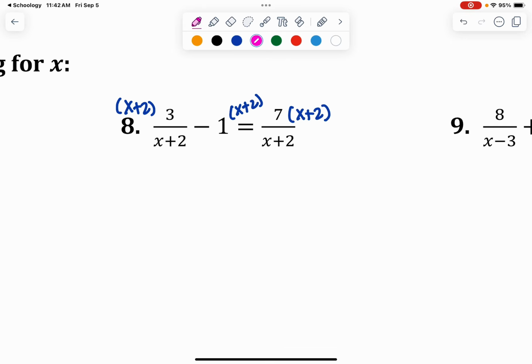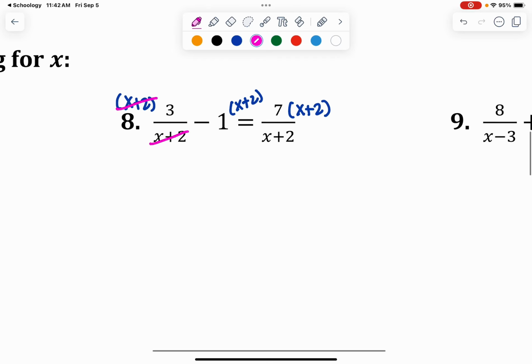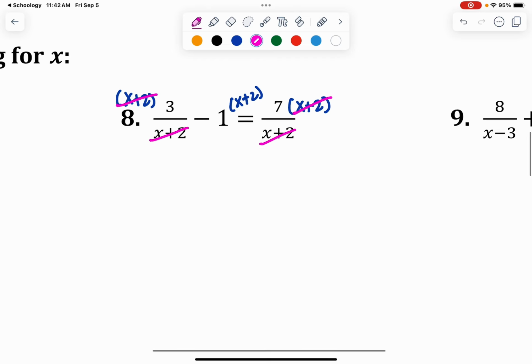Simplify your fractions. If you did this properly, all of the denominators will cancel. This x plus 2 and this x plus 2 cancel. This x plus 2 and this x plus 2 cancel. And now you're going to write down what you have left. So I have the 3. I have this minus 1 times x plus 2, so I'm going to distribute that. So minus x minus 2 is equal to 7.